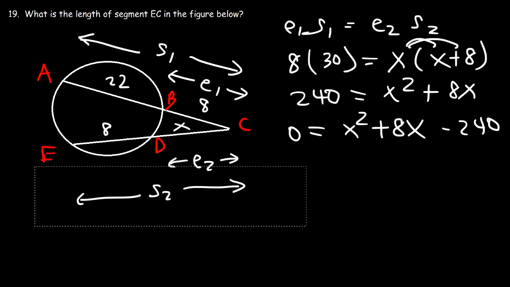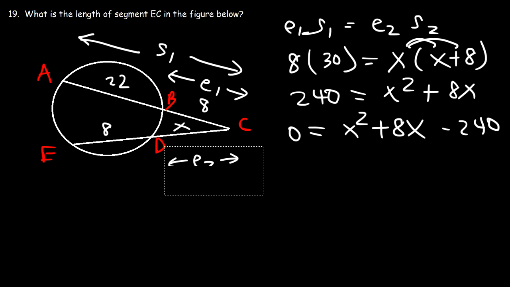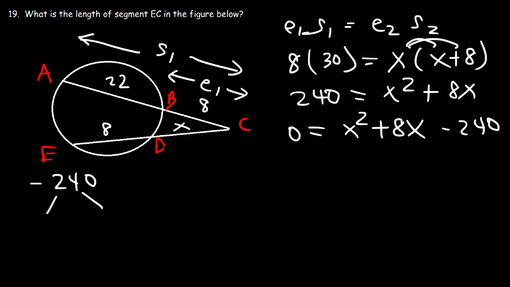Now, in order to factor this expression, we need two numbers that multiply to negative 240, but that add to positive 8. So let's try 10. Negative 240 divided by 10 is negative 24. If we divide it by 16, that's going to be 15. And so those two numbers differ by 1. If we divide it by 12, that's going to be 20. So these two numbers differ by 8. But we need to use negative 12 and positive 20 so that it adds up to positive 8.